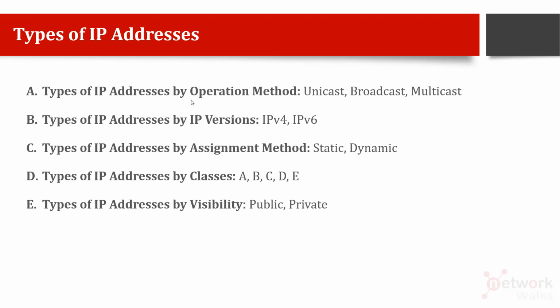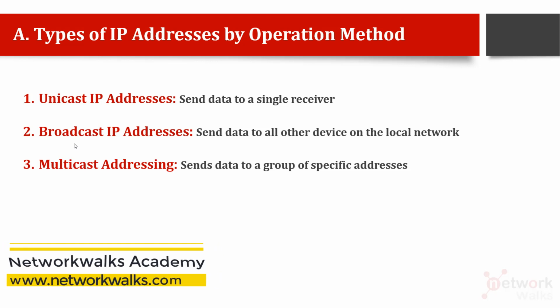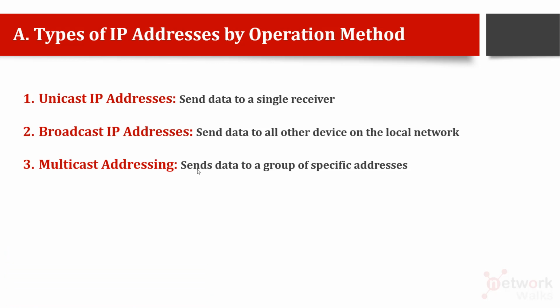The first one is we can divide based on the operation method, which means that in terms of operation, there can be three types of IP addresses: unicast, broadcast, multicast. Unicast means one-to-one, sending the data to a single receiver. Broadcast means sending the data to all devices. Multicast means sending the data to a specific group of devices. Unicast means I send a message directly to one of you. Broadcast means I send a message to all of you at one time. Multicast means I send a message to specific people, just like radio stations.